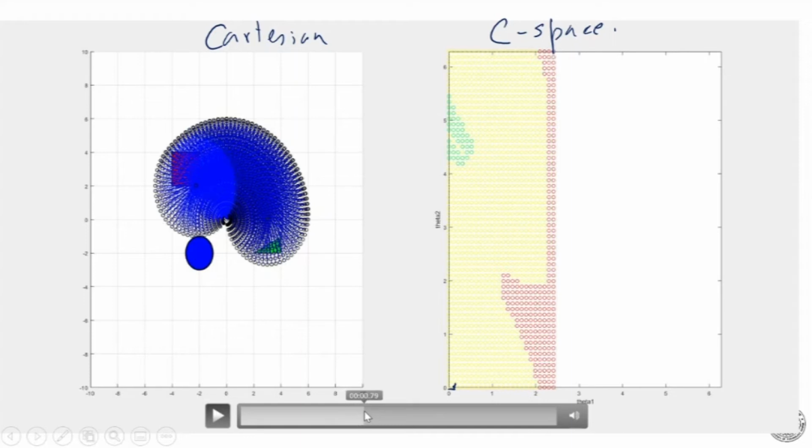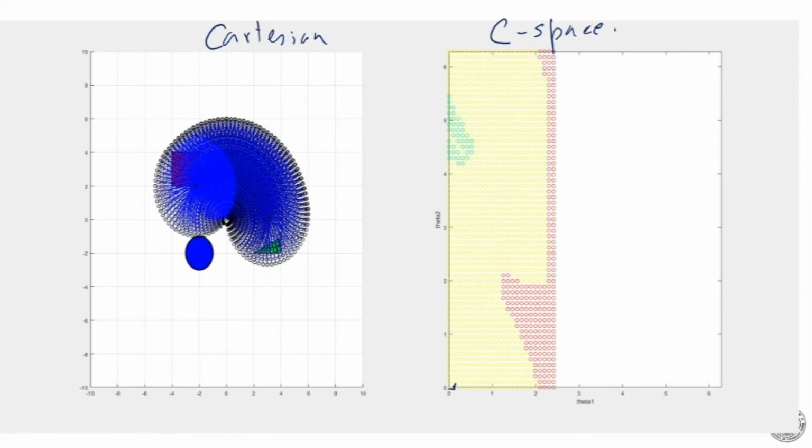Now it is hitting the red one. Both the links are hitting the red one. You can see that the red color has extended right till the top. That means completely theta 2 is hitting. It has almost gone inside the object. You can see that, here, this is my theta 1. So theta 2 is almost gone inside the object.